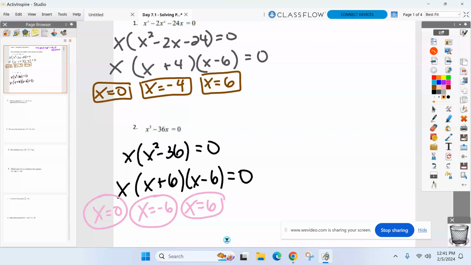No issues going before I go on to another technique of factoring? All right, we're good here.